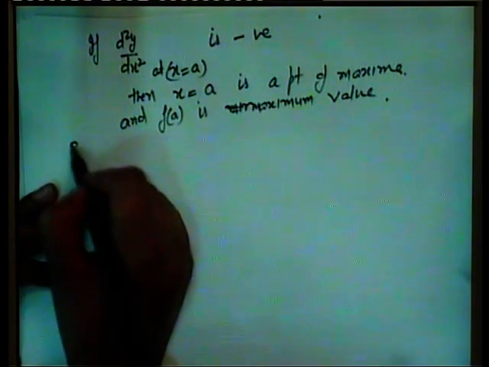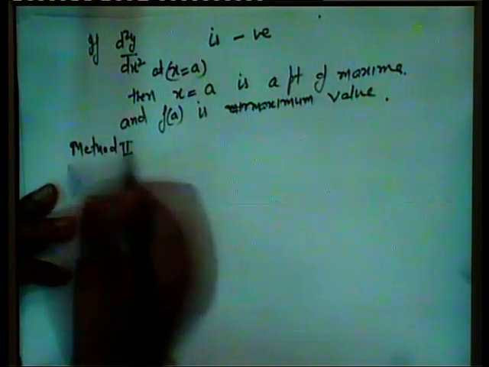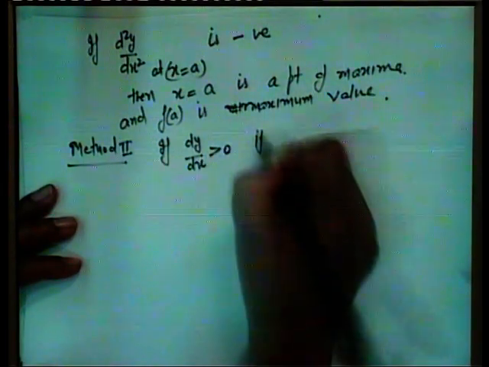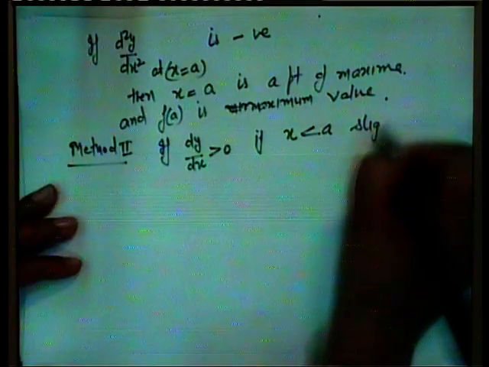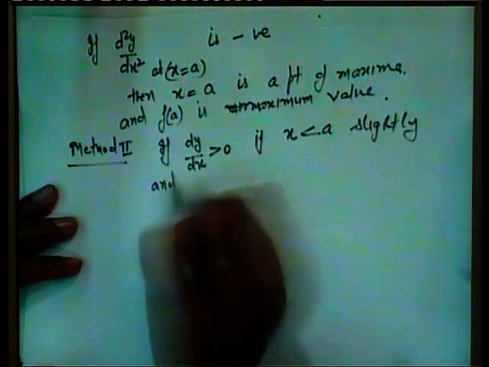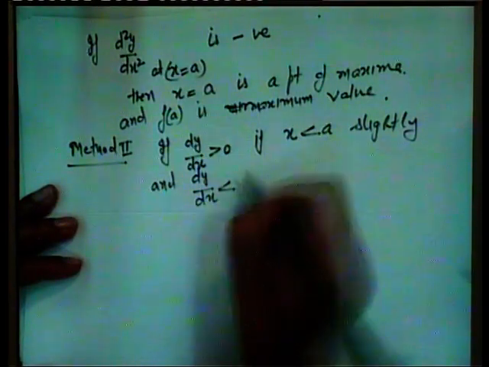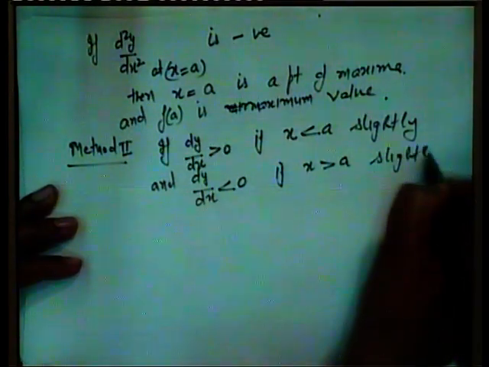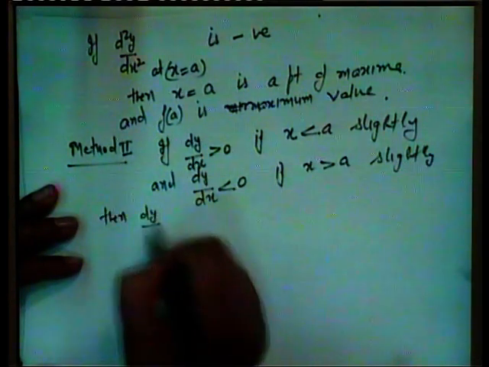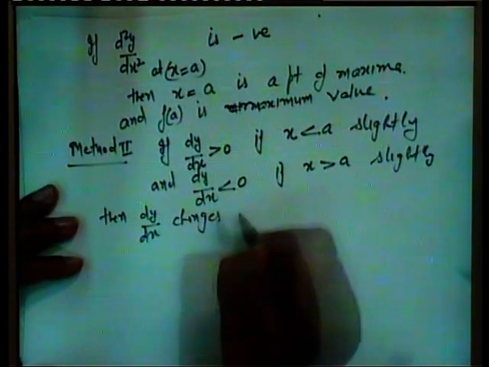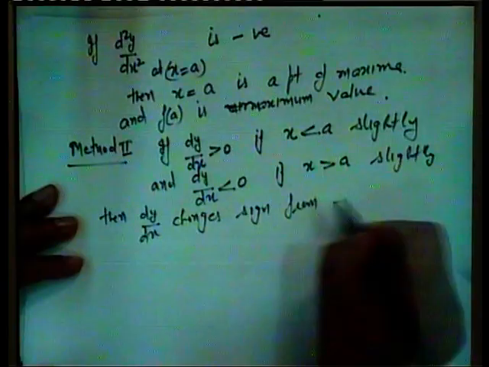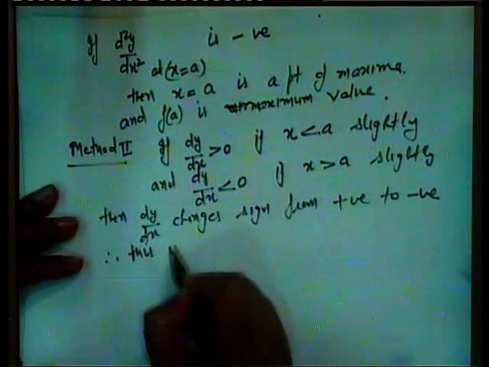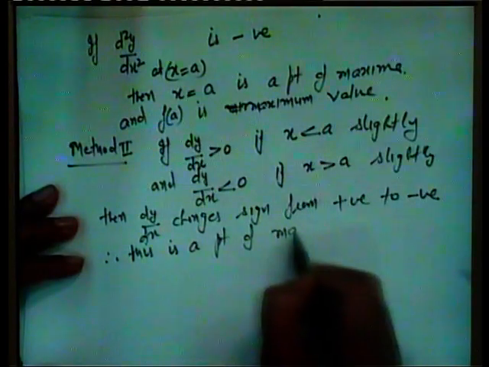Now, second method. If dy by dx is positive if x is less than a slightly, and dy by dx is less than 0 if x is greater than a slightly, then dy by dx changes sign from positive to negative. Therefore, this is a point of maxima.